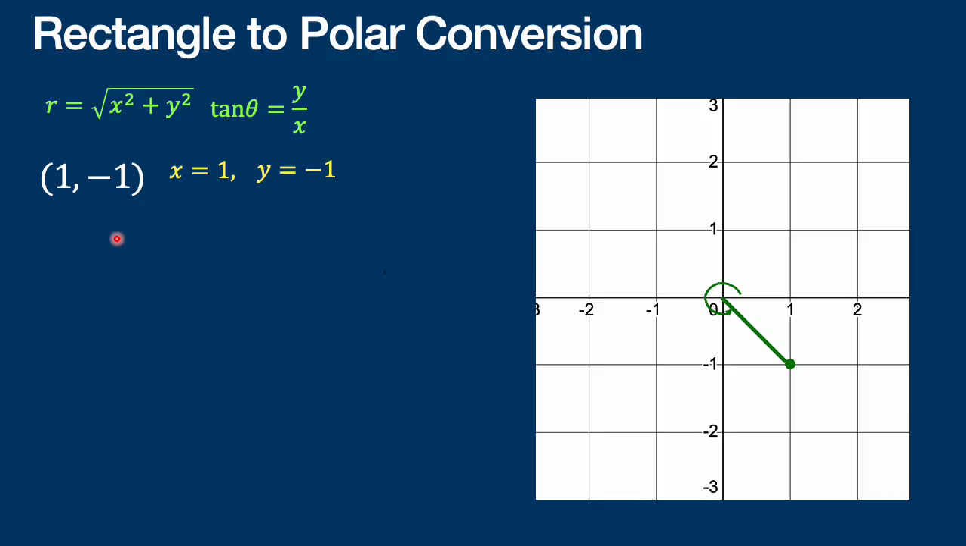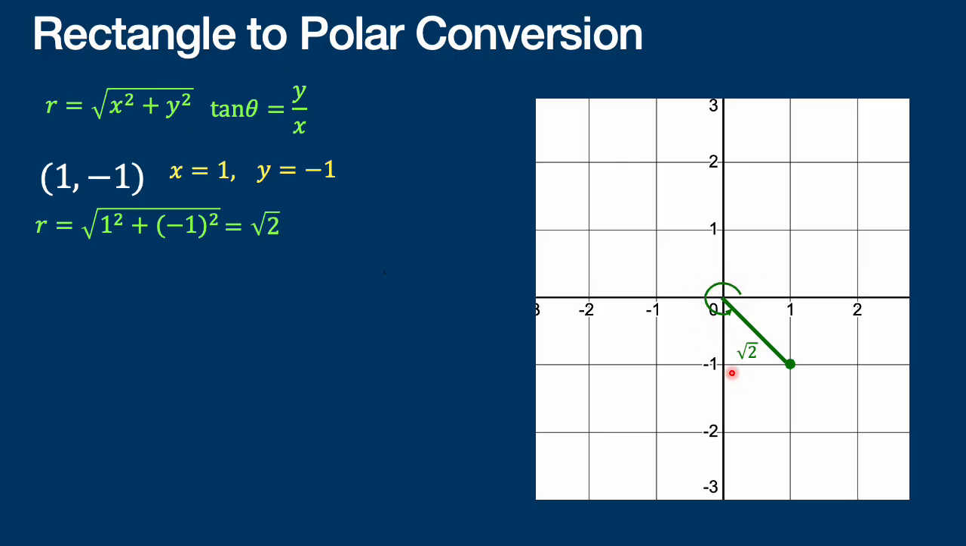So let's find r first. r is going to be the square root of 1 squared plus (-1) squared, where x equals 1, y equals -1. Here is the square root of 2. That's going to be the distance from the origin to this point. The length of this line segment is the square root of 2. We need to find the angle.